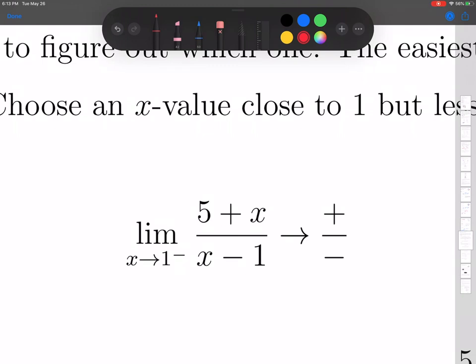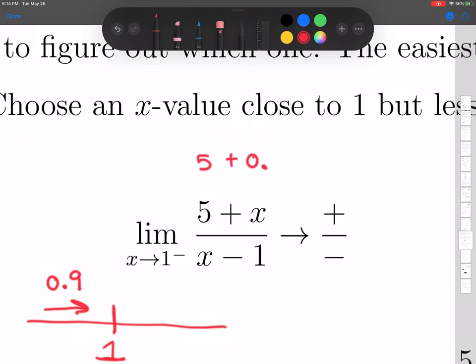If you chose something that was really, really close to 1 from the left, it would be less than 1, would it not? Hopefully you're saying yes. If you look at your number line, here's 1. If you choose something less than it, from the left-hand side, it's going to be less than 1, like 0.9. Let's go with 0.9. Let's say I plugged in 0.9 up here.